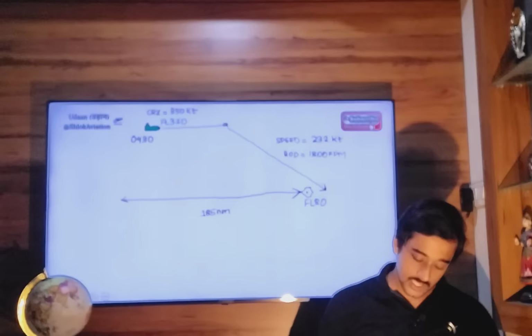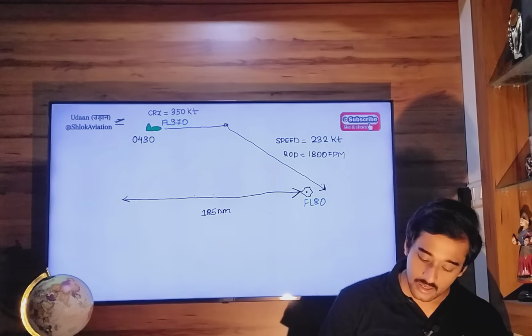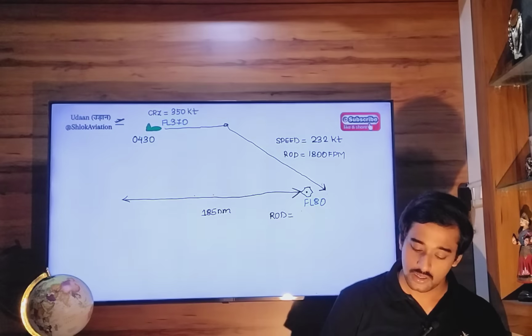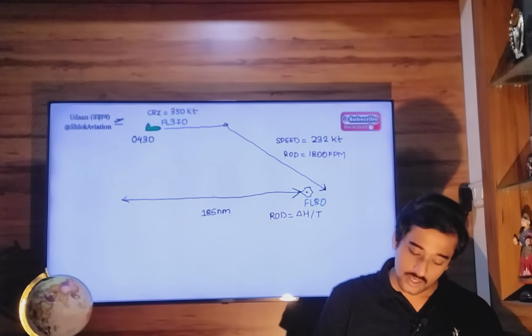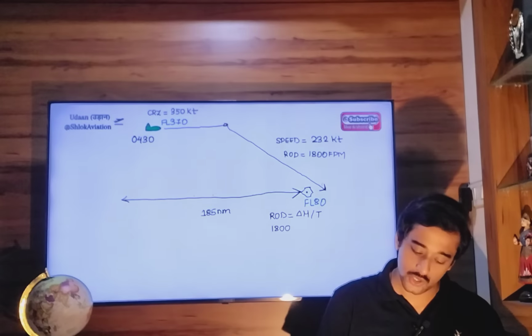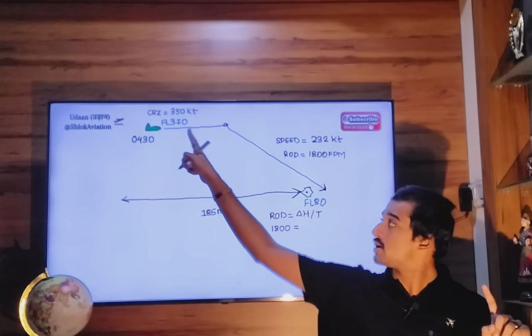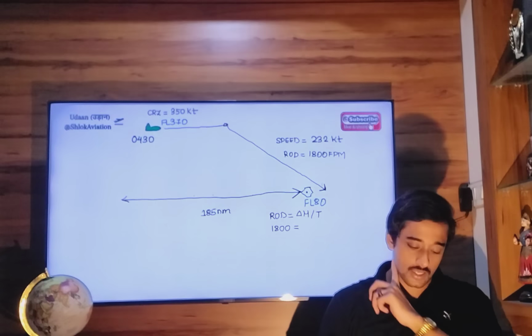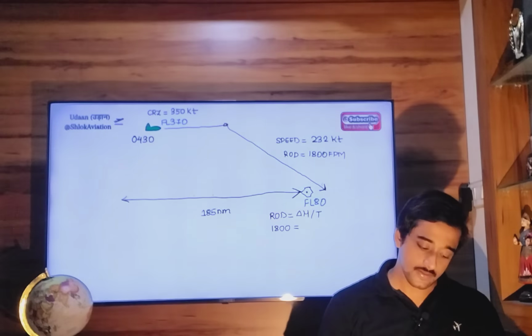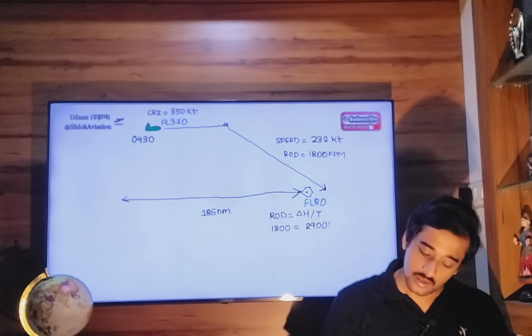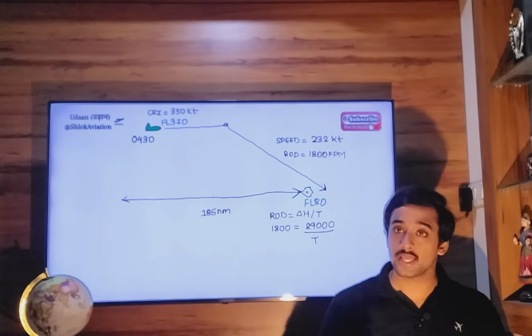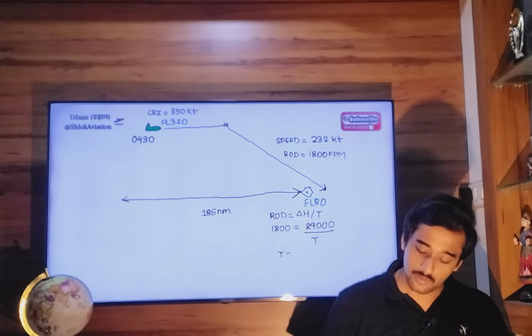Now, what is the rate of descent formula? Rate of descent equals change in height divided by time taken to change that height. So 1800 equals 37,000 minus 8,000, that is 29,000 feet, divided by time taken to make that change. Cross multiply will give you 29,000 by 1800.